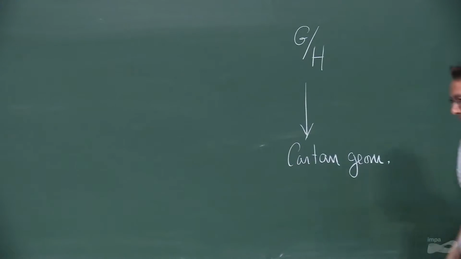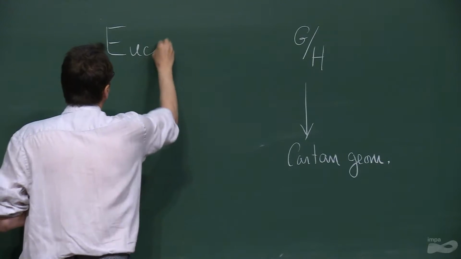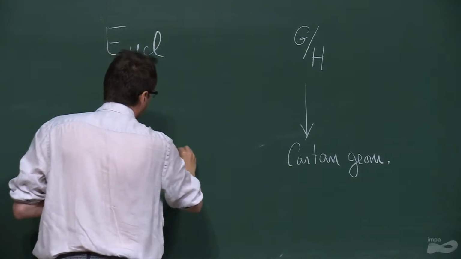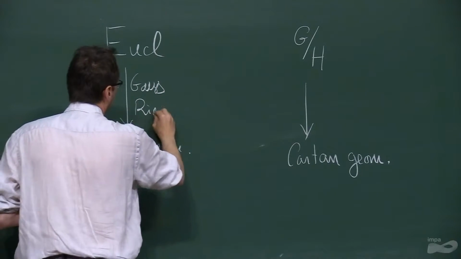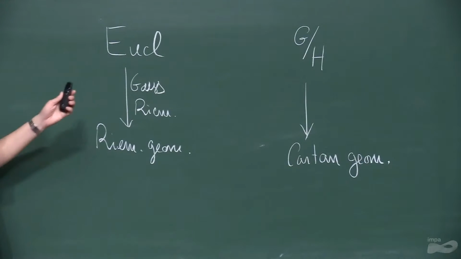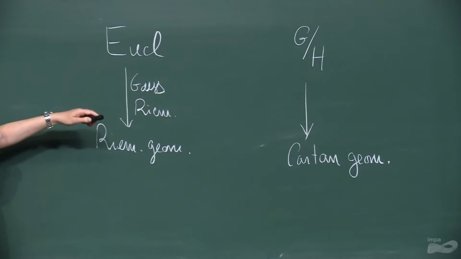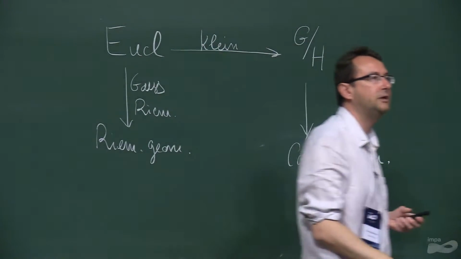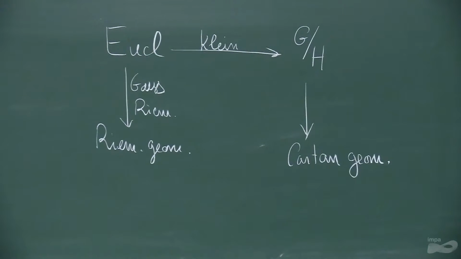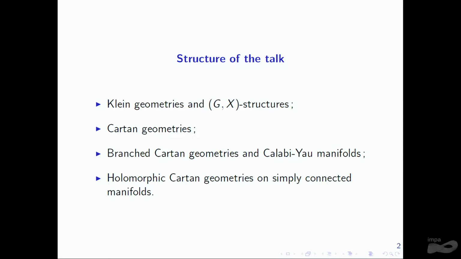This somehow is a generalization of what happens when one considers Riemannian geometry as a generalization of the Euclidean geometry. So you have these Riemannian structures. They are infinitesimally modeled on the Euclidean space, and when they are flat, they are locally isometric to the Euclidean space. And this generalization here is what we call the Klein geometries, in the sense that it encapsulates Euclidean geometry as an example of a homogeneous space. And then I will give some results in the background of holomorphic manifolds. So let's begin with those Klein geometries and with GX structures, which are flat Cartan geometries.